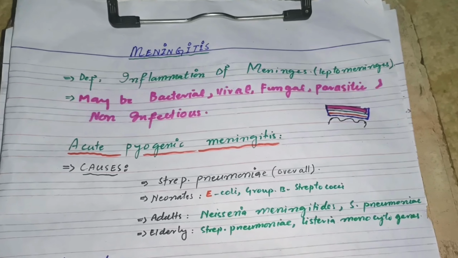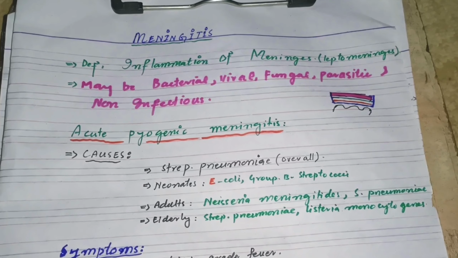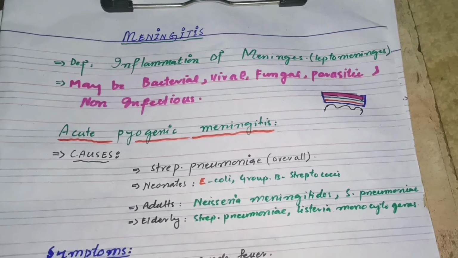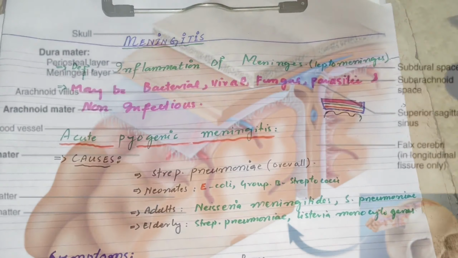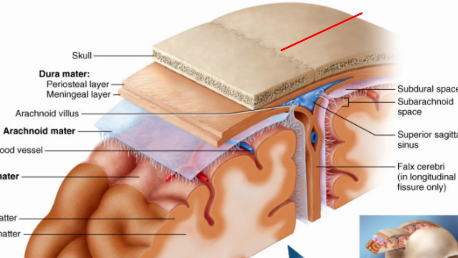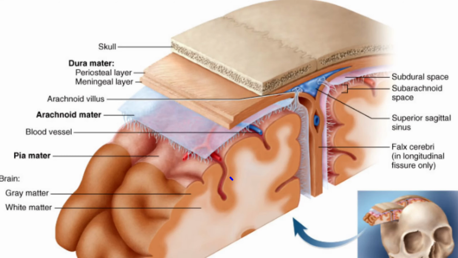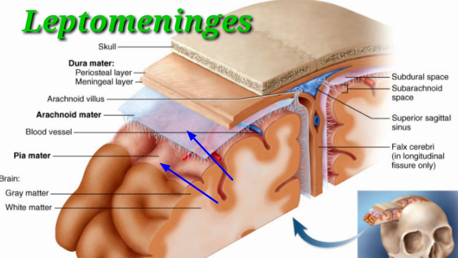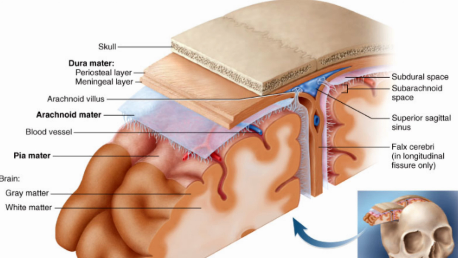Today I am going to talk about meningitis, which is a very important topic. All of us know that the brain is protected by the skull bone, here you can see, and the three meninges. The first is the dura mater, the second is the arachnoid mater, while the third is the pia mater. So beneath the pia mater there is the brain matter. The arachnoid mater and pia mater are collectively called the leptomeninges. So meningitis is actually inflammation of the leptomeninges.